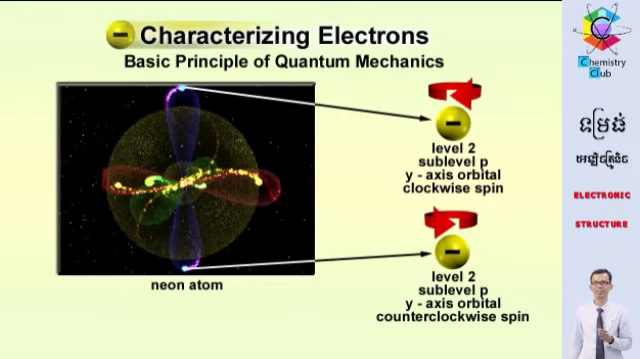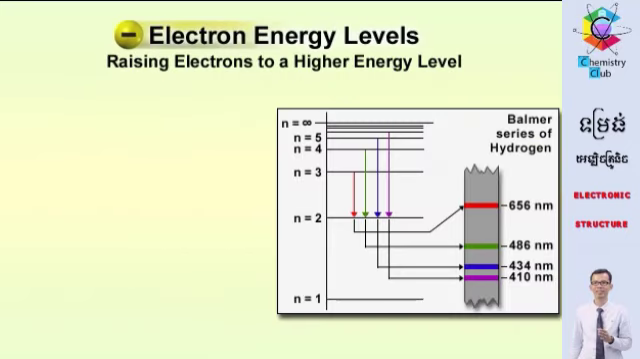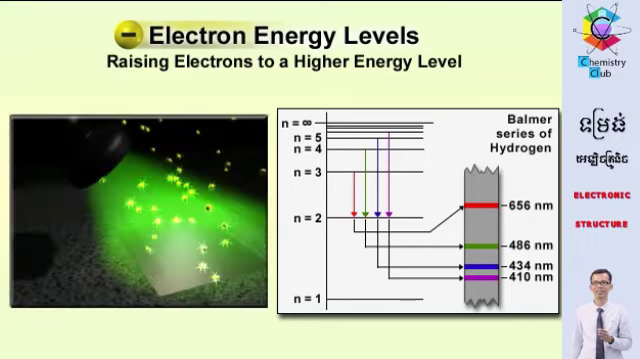The spin concept has been incorporated into quantum mechanics, combining it with Schrödinger's previous identification of level, sublevel, and orbital. We get the basic principle of quantum mechanics. An electron is completely and uniquely characterized by its level, sublevel, orbital, and spin. Spectroscopic observations show that the energy of an orbital increases with level number. The emitted light represents energy being lost as an electron moves from a higher to a lower level. Conversely, energy must be supplied to move an electron to a higher level.